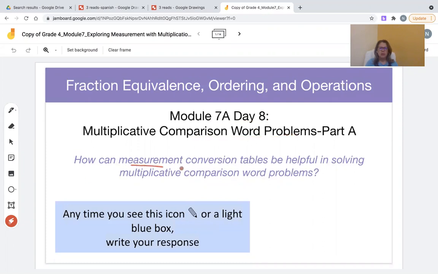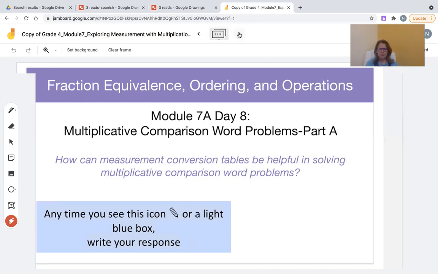How can measurement conversion tables be helpful in solving multiplicative comparison word problems? I will show you today through the first section how we can use the three reads to read and understand a word problem. Then think about the word problem, solve using a conversion table and multiplication, so that we can use measurement conversion tables in solving multiplicative comparison word problems.